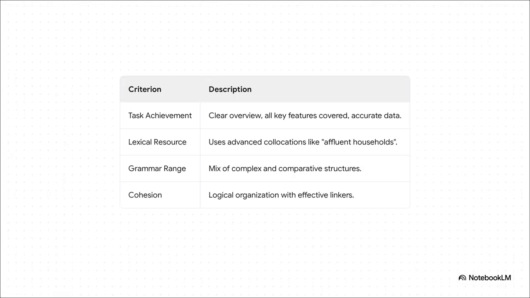And here's the final report card. This answer just hits every single mark. Task achievement? Perfect, because of that crystal clear overview. Lexical resource? Top-notch, using great phrases like affluent households. It shows a fantastic grammar range with a mix of sentence types, and it's perfectly cohesive, flowing logically from one idea to the next. It's just a perfect execution of our blueprint.